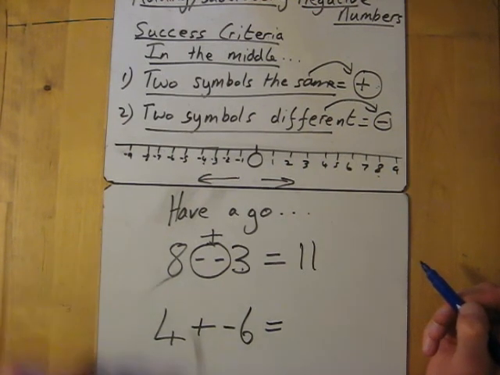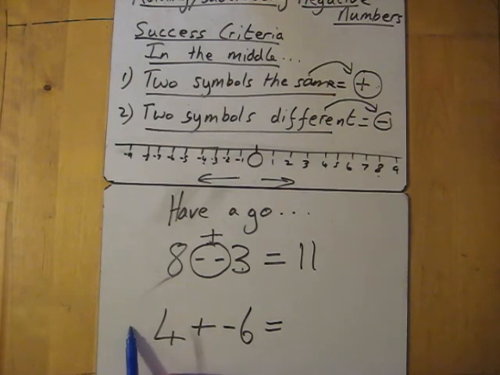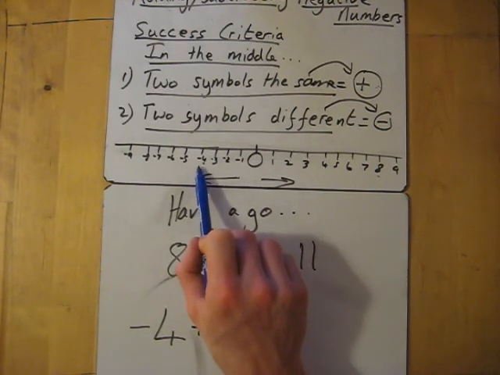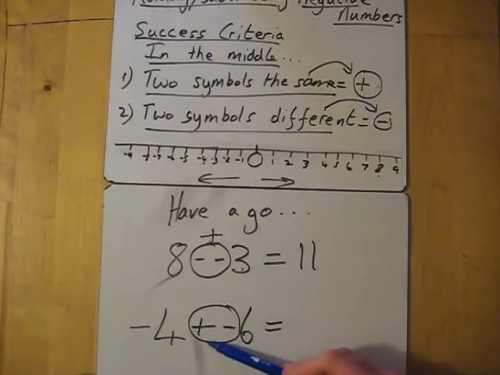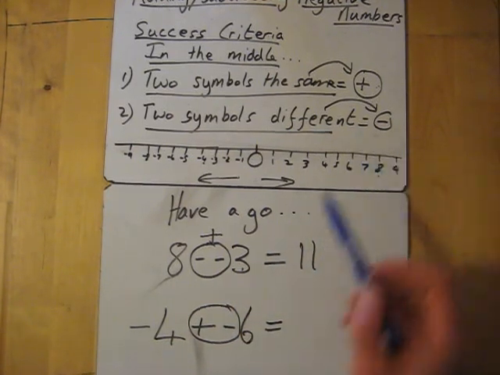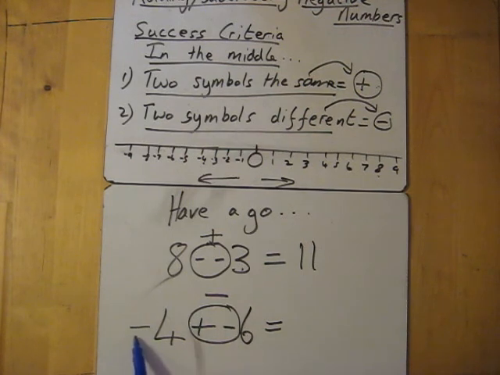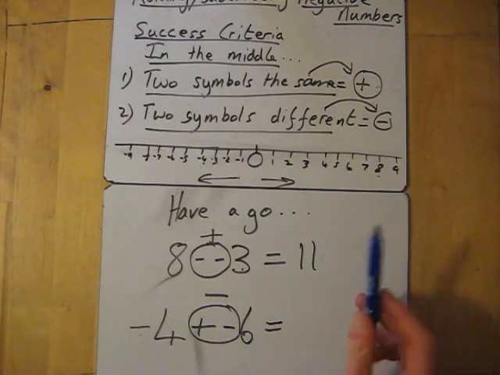Now this one, let me see, let's make this one a little bit trickier actually. I'm going to do -4. So if you want to pause, I've changed it so you can pause it and have a go. So -4 add -6. So I'm at -4. Now I look at the two symbols in the middle and they're different, which means I need to subtract. So I'm going to do -4 take away another 6.